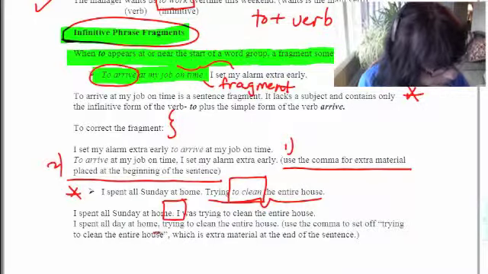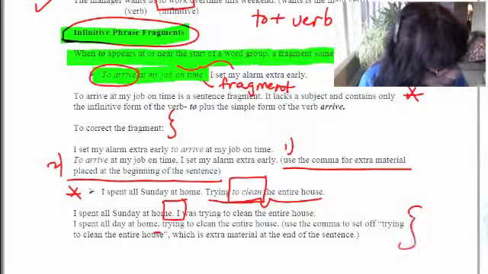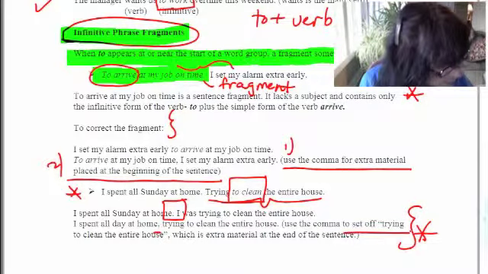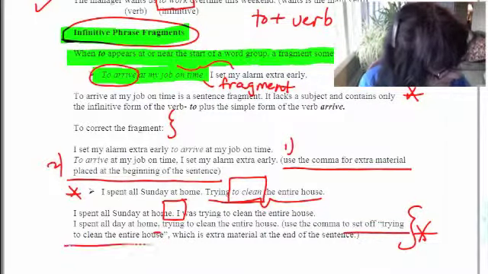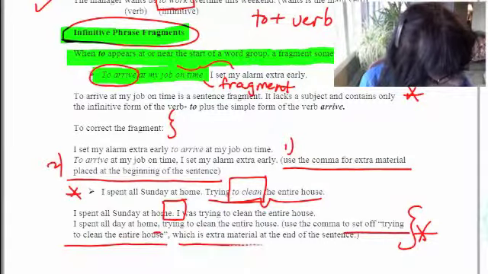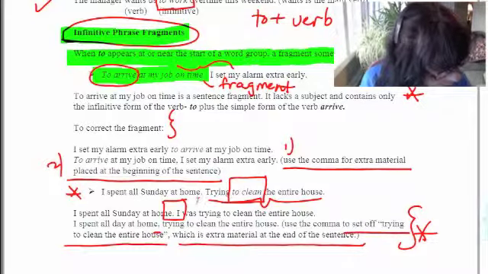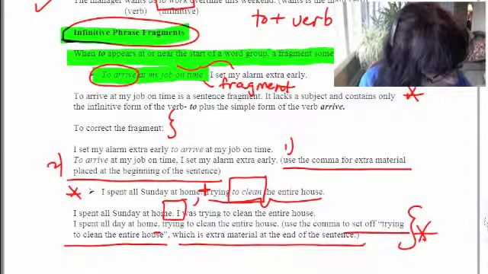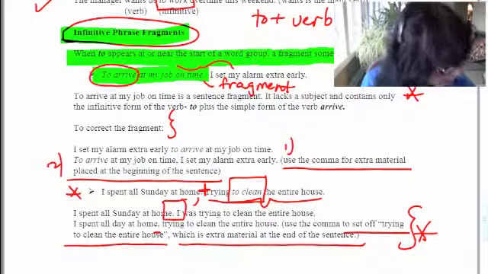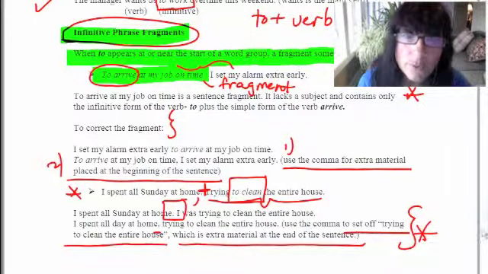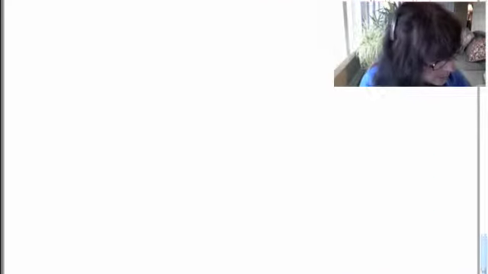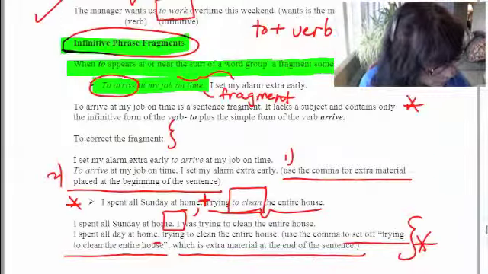Or, I spent all day at home, comma, you've added a comma, trying to clean the entire house. So you can use the comma to set off the words trying to clean the entire house, and that's called extra material at the end of the sentence. So you've got this material at the end, so you could put a comma and then a small t for trying. Again, please review my video on sentence fragments and it will explain this more closely.